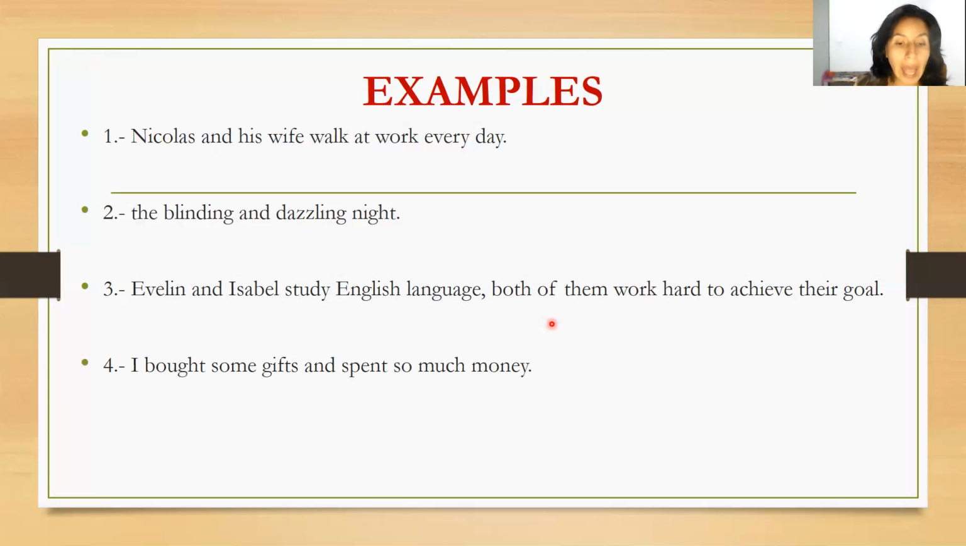Next, I bought some gifts and spent so much money. In that example, I conjoin verbs such as bought and spent in the same clause. The last one, I write a poem. Paul sings a song, and Doris plays the violin. In that case, I combined three main clauses into one because they are of the same type.